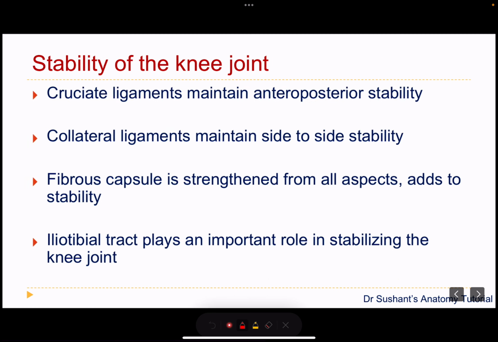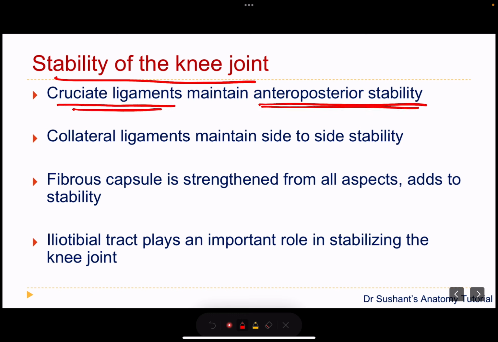Now let us talk about the stability of the knee joint. These cruciate ligaments maintain antero-posterior stability. They prevent the anterior and posterior displacement of the tibia. Remember, the anterior cruciate ligament prevents the anterior displacement of the tibia, and the posterior cruciate ligament prevents posterior displacement of the tibia. Now we have the collateral ligaments. What are the collateral ligaments? The medial collateral ligament or the tibial collateral ligament, and the lateral collateral ligament or the fibular collateral ligament. They maintain the side-to-side stability.